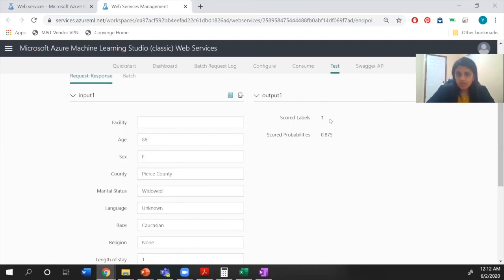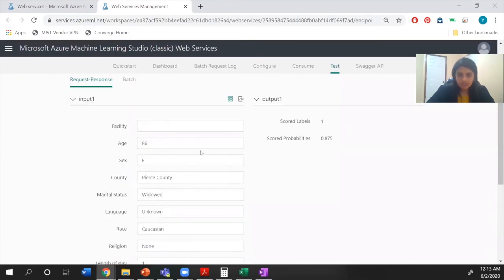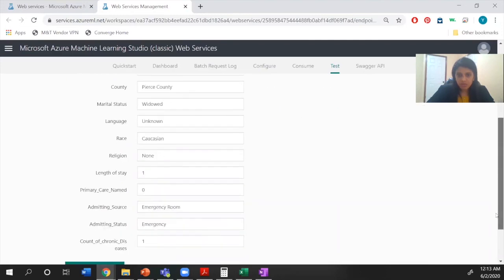A scored label of 1 means that there would be a revisit and the probability is 0.875, and hence there's an 87% chance that the patient would come back or have a revisit within the next 30 days. This is how a deployment for the model would look like.